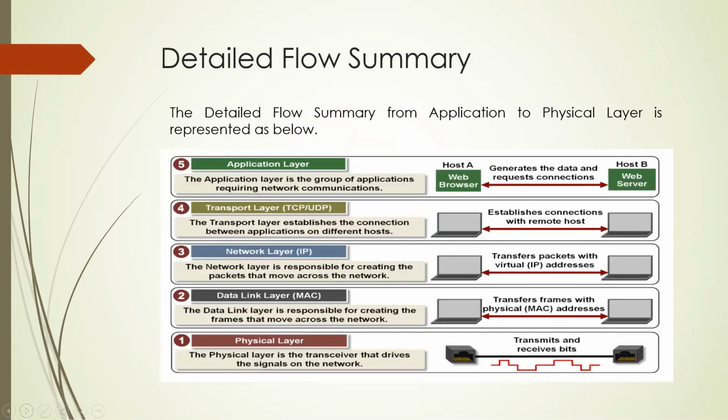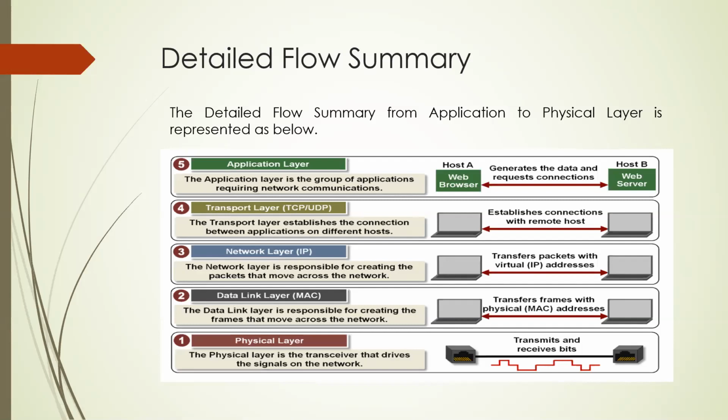Let us study the detailed flow summary, starting from the physical layer. The physical layer is the transceiver that drives the signals on the network. It transmits and receives bits. Diagrammatically, it is shown as.